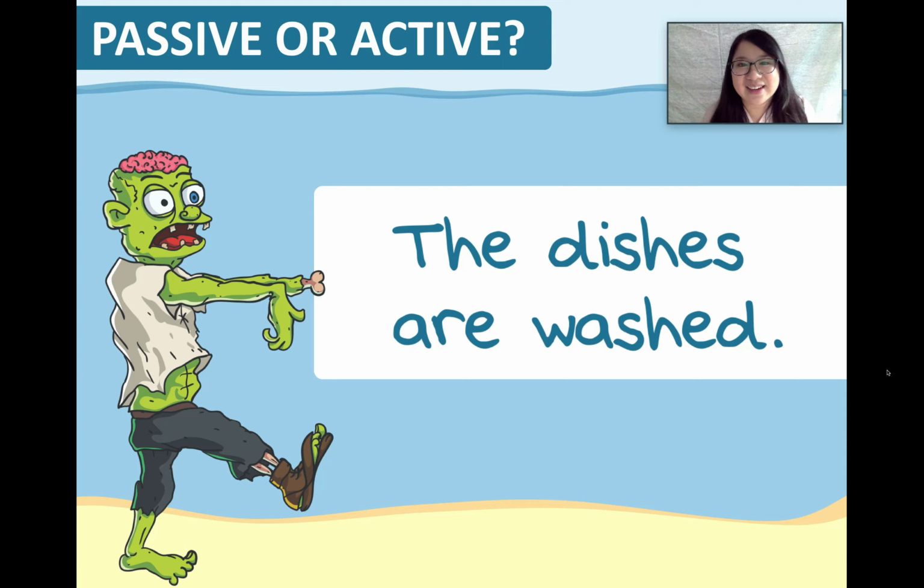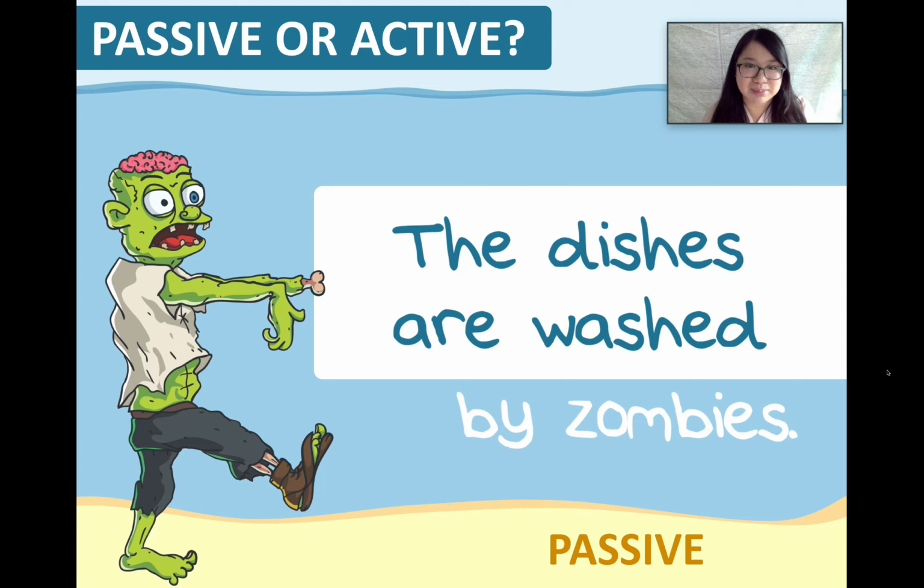Another way to check if a sentence is active or passive is to add the phrase "by zombies." If it makes sense, then it's a passive voice sentence. The dishes are washed by zombies. That is a perfect sentence. Now we know it is the passive voice.